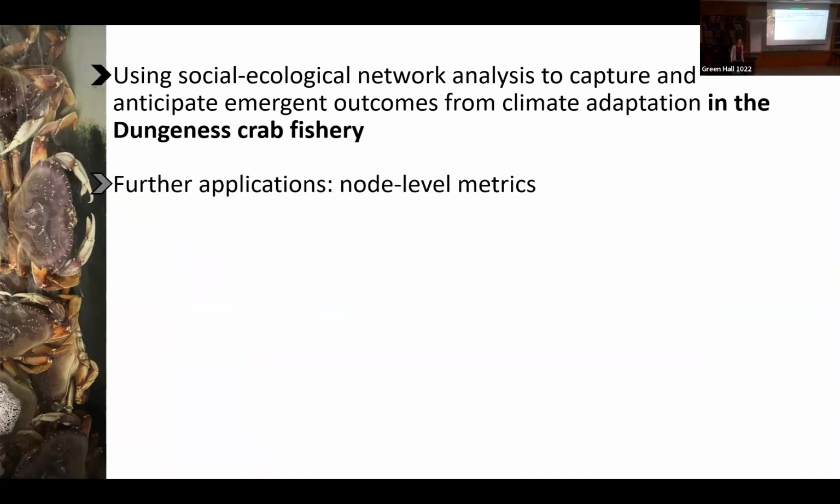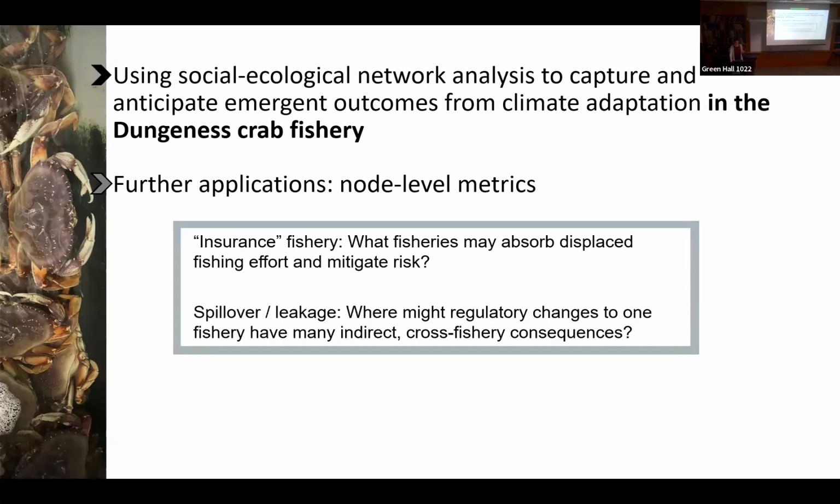Okay, I think I have plenty of time to go into the next section. So I just want to move on from a network and systems level analysis and talk about how social-ecological networks can also be used to track the changing roles of individual fisheries in West Coast fisheries over time. And so we're moving from this place where we already knew how important Dungeness crab was, and we focused on network metrics, to a place where we want to investigate the importance of a specific fishery and what that might mean using node level metrics.